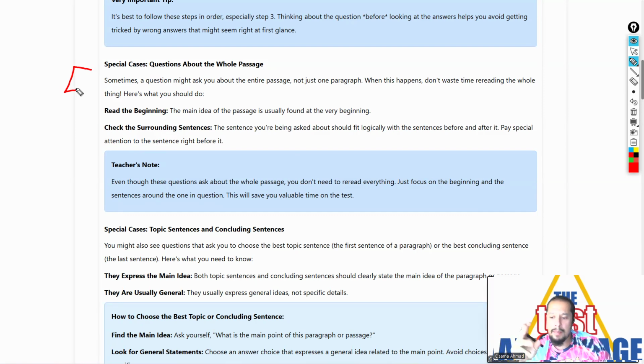مش لازم نقرأ الباسج كلها. يا إما أقرأ بداية الباسج, right? أول paragraph, أول 2 paragraphs, or آخر paragraph. Okay, just keep that in mind. Just focus on the beginning or ends, just one question, what for what.